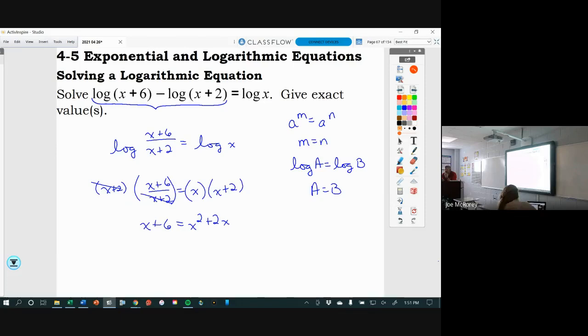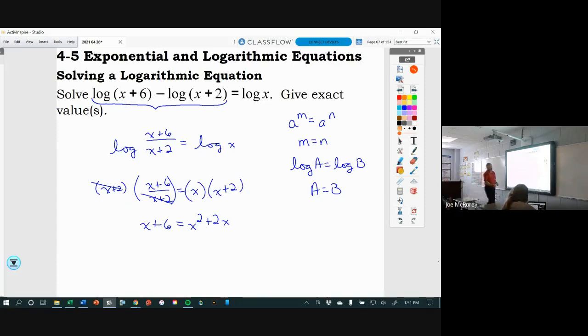What does this look like? What's kind of appearing up here? A quadratic. Perfect. How do you solve quadratics? You set them equal to 0. So you're both right. Yeah, subtract x and subtract 6, right? Because then we're going to have a quadratic.